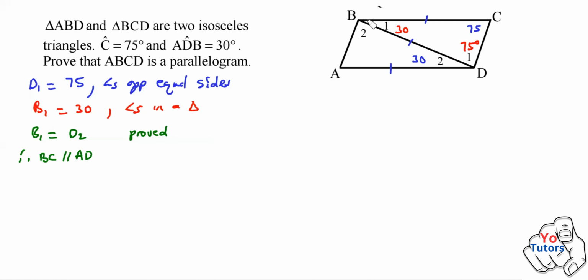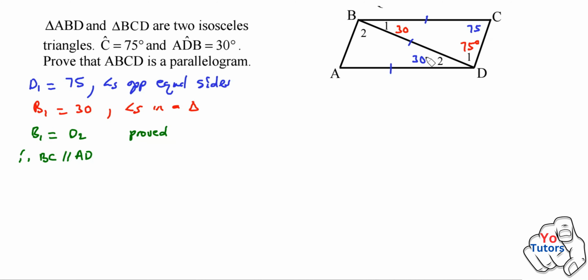Why are we saying parallel to AD? Because these are alternate angles. So we're looking at alternate angles here. Alternate angles of parallel lines are equal. So here we're looking at alternate angles that are equal. Once we see that these angles are alternate and that they are equal, we can conclude that BC is parallel to AD. So that's what we have proved so far.